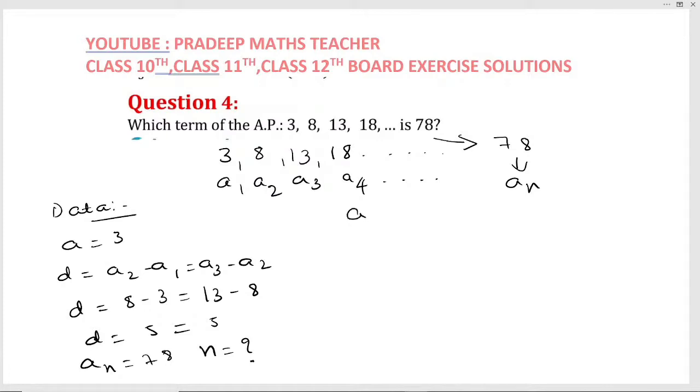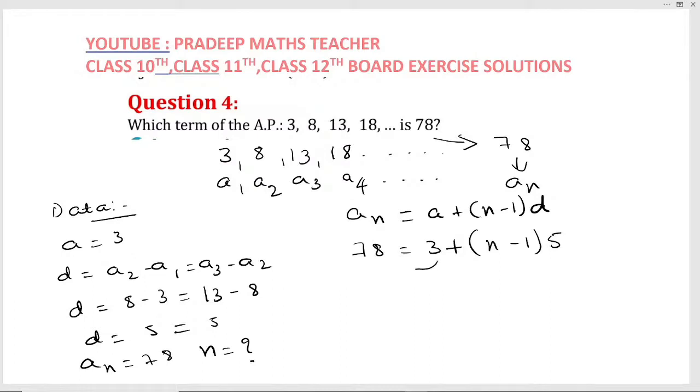As usual you know the formula to find the nth term of an AP: AN equals A plus N minus 1 into D. Whatever data I have written, I'll apply it to the formula and simplify it. So here AN is 78 equals A, which is 3, plus N minus 1, where N we don't know because we need to find the term only. N represents the term, so we need to find N. So I'm writing N only. The common difference is 5.